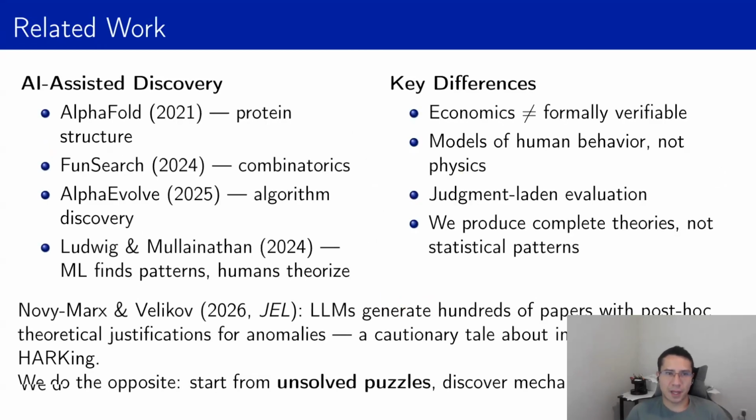Obviously, there's a lot of AI discovery, like AlphaFold with protein structures, FunSearch with combinatorics, AlphaEvolve with algorithmic discovery. I think the key difference is that economics is not really formally verifiable. There's no complete way to rank economic or finance theories because they're models of human behavior, not physics, so they're always going to be failing. So you need to judge not only the numerical fit, but also the parsimony, how well it works, etc., and to do complete theories, not statistical patterns.